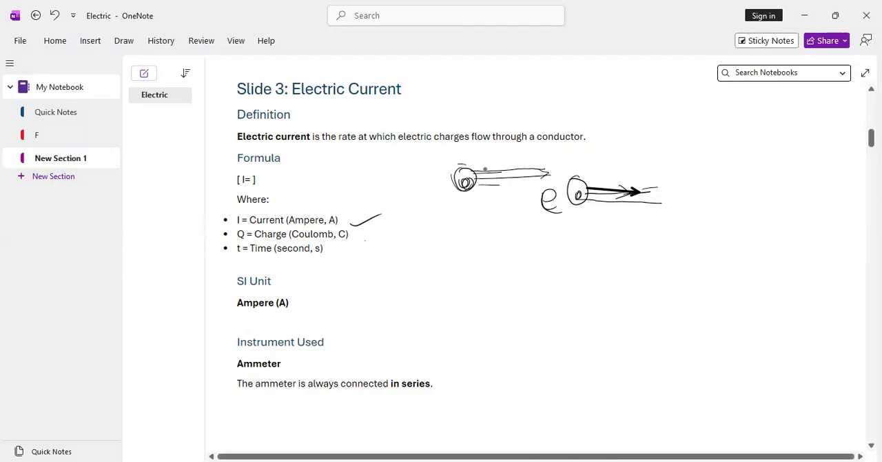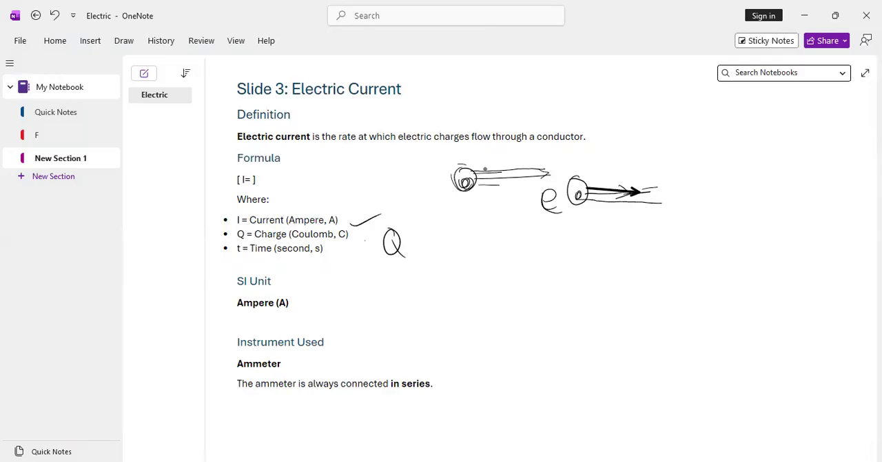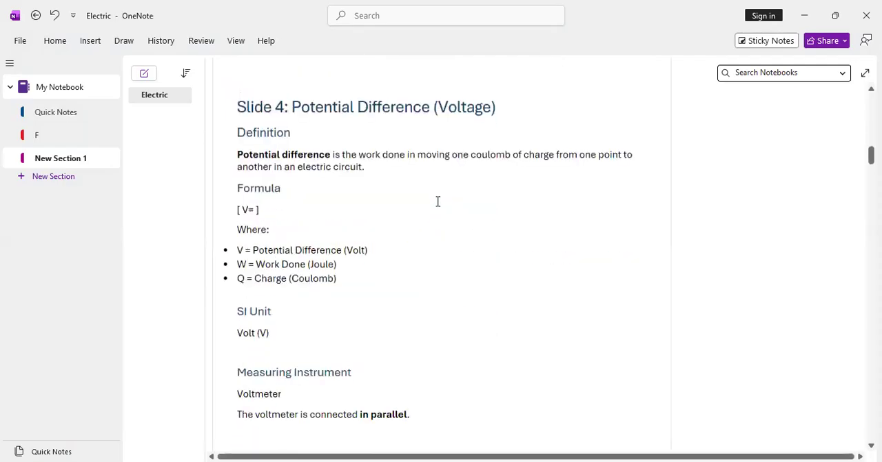I is for current, Q is for charges, and T is for time. So the SI unit of electric current is ampere. So that's it. Then potential difference.